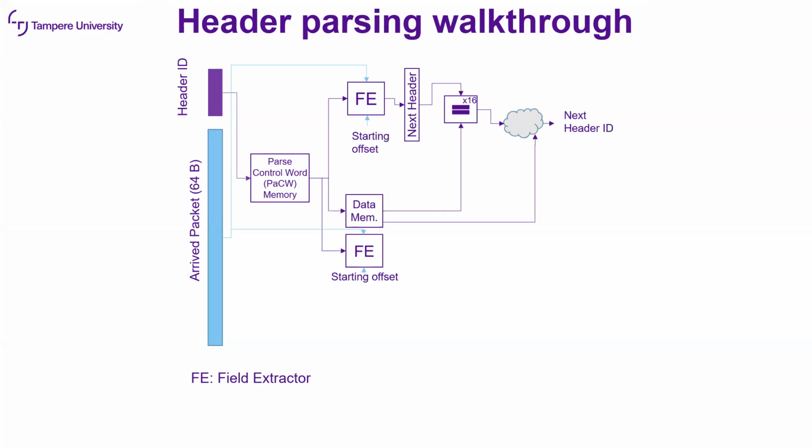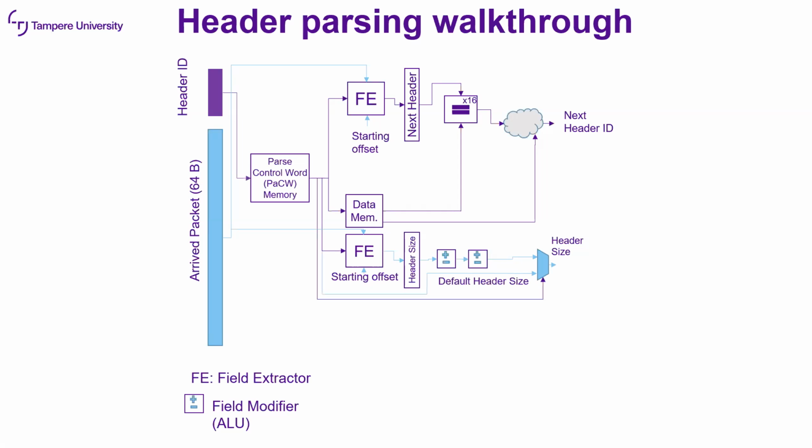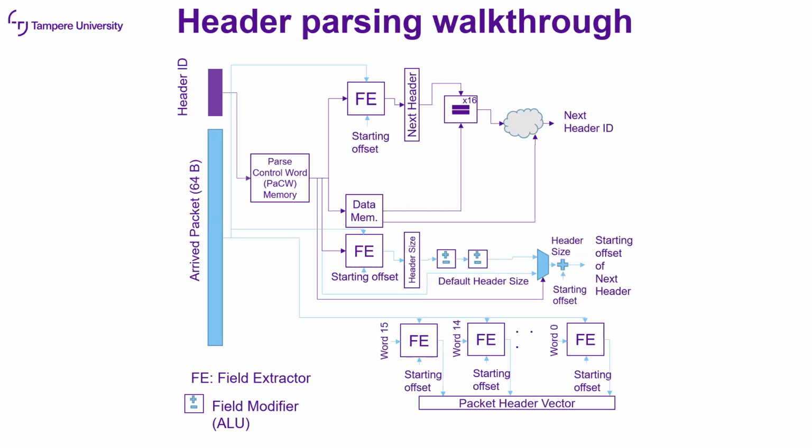So similarly, we get the header field containing header size. If necessary, we modify its value and we get the header size. And sometimes there is a default header size. We add this with the starting offset, and so we get the starting offset of next header. And now that the start and end boundary of the header is known, we can extract the header fields for the processing subsystem.